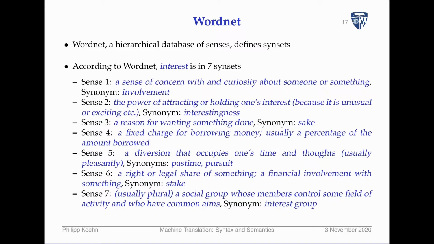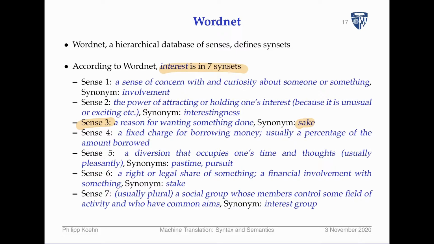There was actually an effort, or is still extant, of basically formalizing all the different senses. And according to WordNet, interest has 7 different senses. Senses are clustered into synsets, because a synset also deals with synonyms. So a synset might have multiple words in it. For instance, sense 3 of interest is also synonymous with sake. So the synset contains sense 3 of interest and sake.